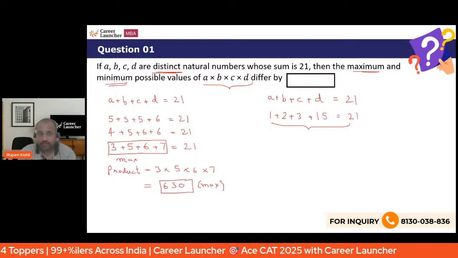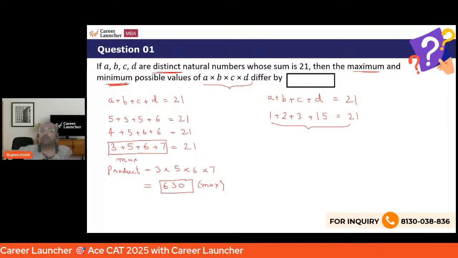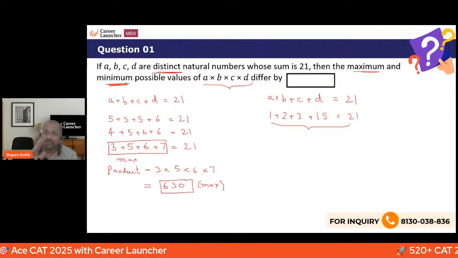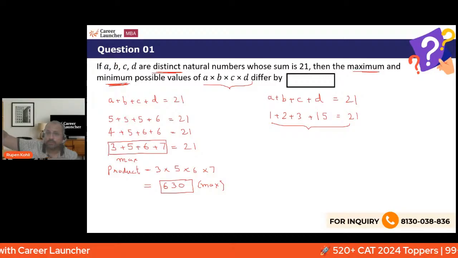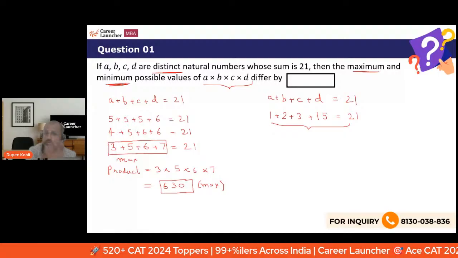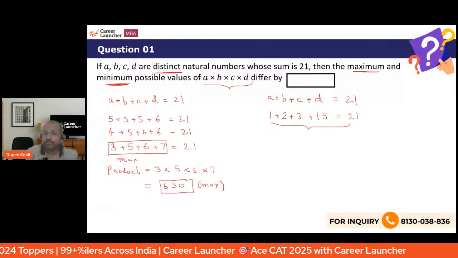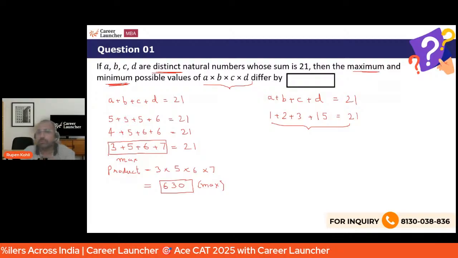Once again, for minimum product, variables should be as far away from each other as possible. Sum is constant. One variable, keep it as large as possible, the others as small as possible. Three distinct natural numbers, the smallest being 1, 2, 3. The remaining 15 goes to the fourth variable.